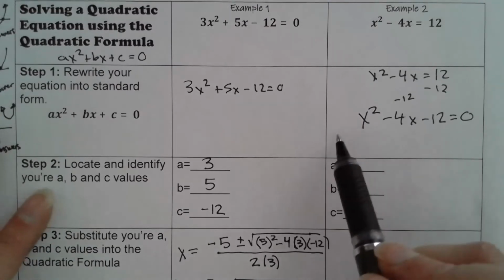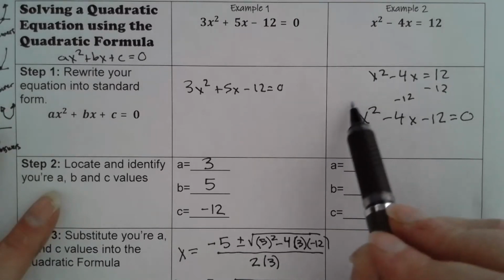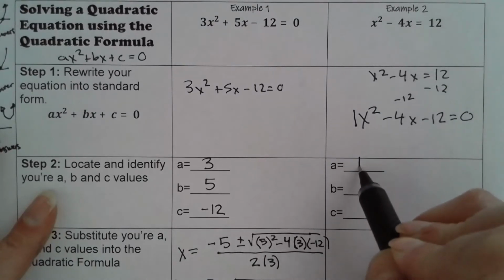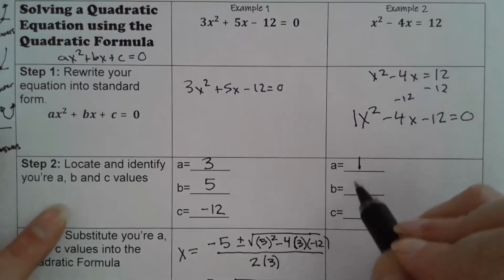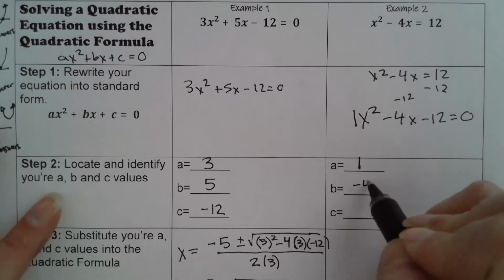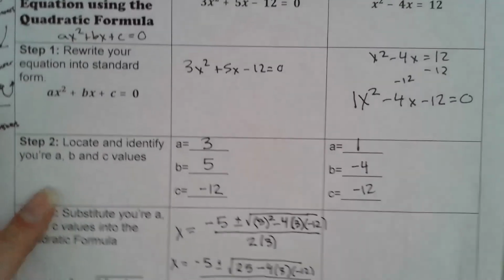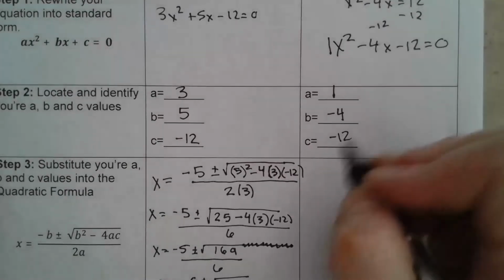Okay, so my a is with my x squared. What's here with my x squared? It's not written, but technically it is a 1. Okay, my b is with x, that's negative 4. C is all by itself, negative 12. It's equal to 0. We're good. Okay, we're going to plug it in.